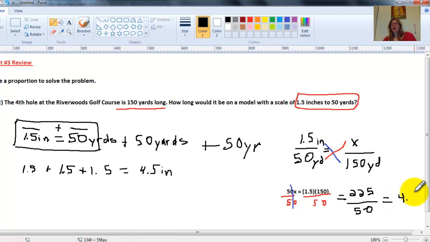You could also write that as 4.5 inches, but this is correct. 4.5 inches, whether you work it out using a proportion or if you just thought about it for a little while, you could work it out in your head.